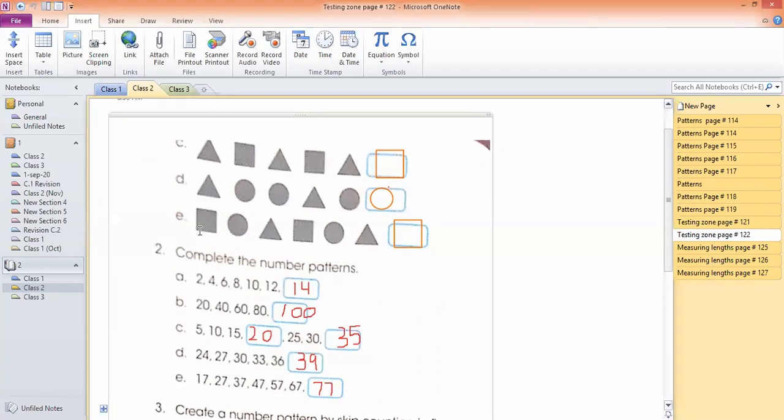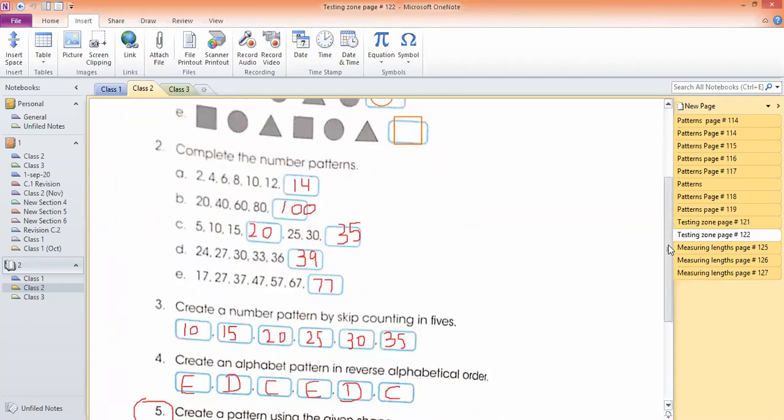In E, when you check the pattern, it is square, circle, triangle. Square, circle, triangle. So we identified that after every 3 shapes, the pattern is repeated. After square it is circle, after circle it is triangle, and after triangle the pattern is repeated. Again square, again circle, and again triangle. So here the pattern is finished up to triangle. Again you will start from square, and if I ask you what will come next, you will say it's a circle and then it will be triangle.